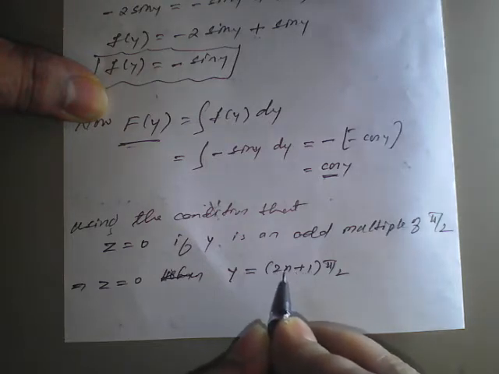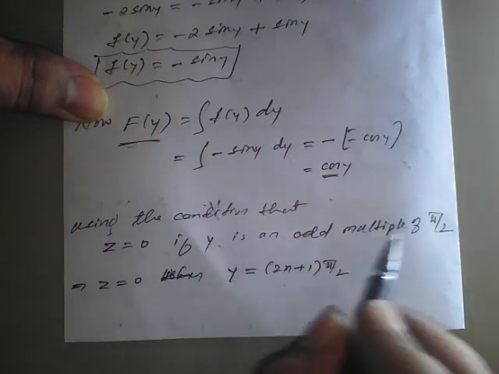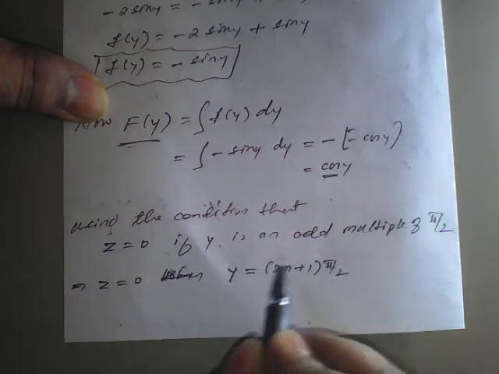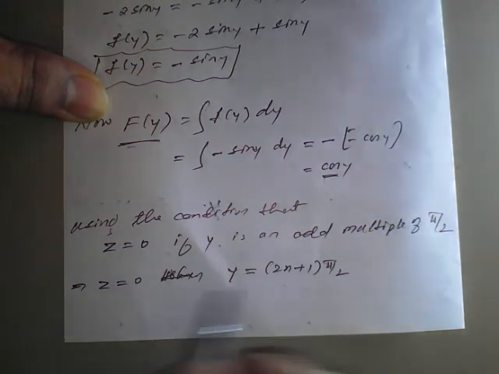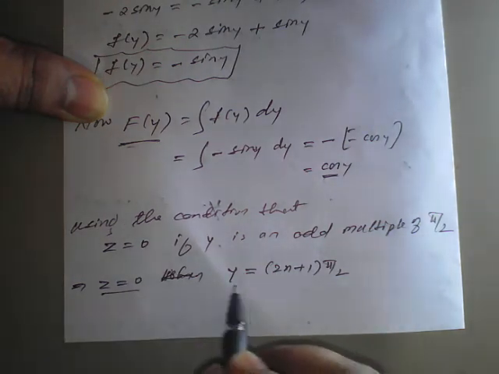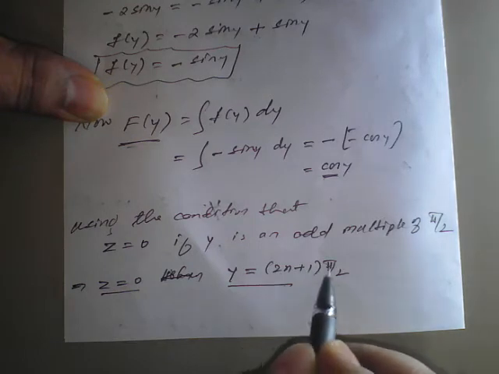So if you put n is equal to 2, 2 2 is a 4, 4 plus 1 is 5, so 2n plus 1 is nothing but an odd number. They have said y is an odd multiple, it is an odd multiple of pi by 2. So this is nothing but the y value. So y is equal to 0 and z is equal to 0 and y is equal to (2n plus 1) of pi by 2 will apply in this equation number 2.